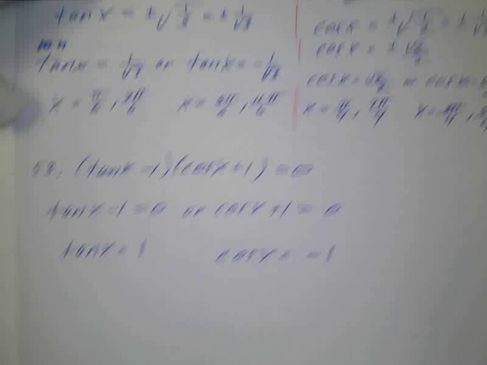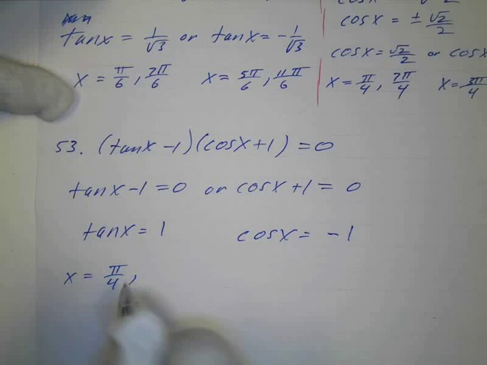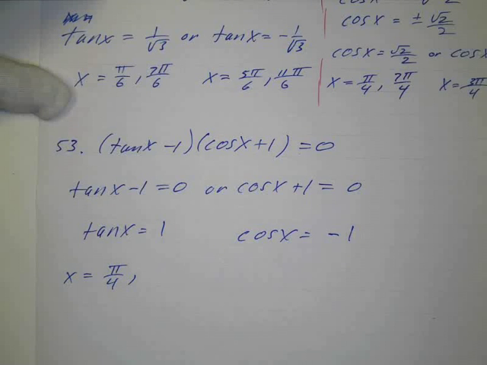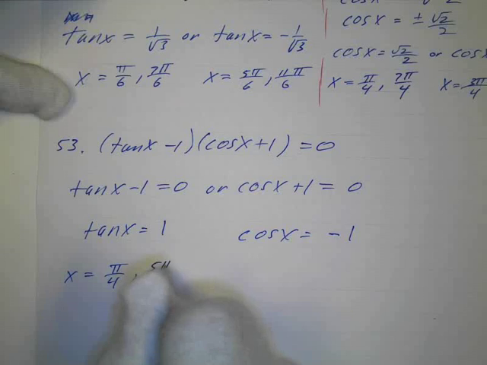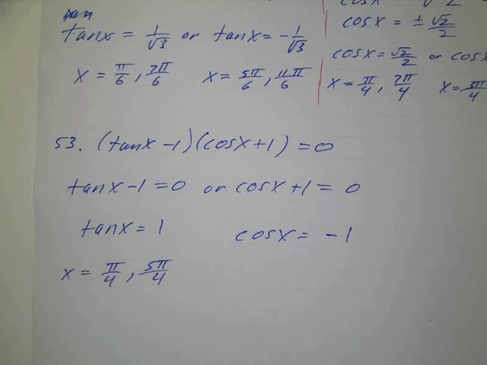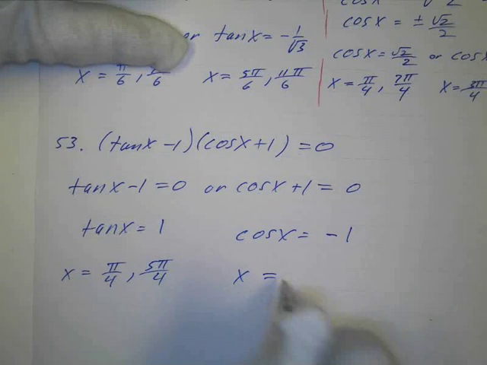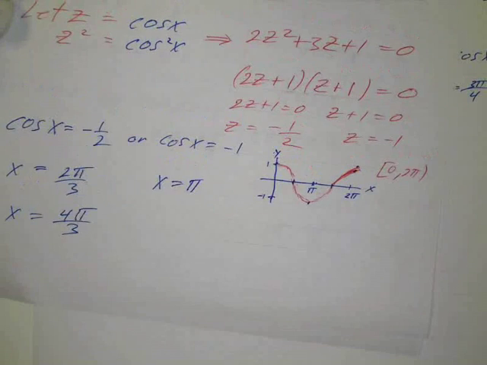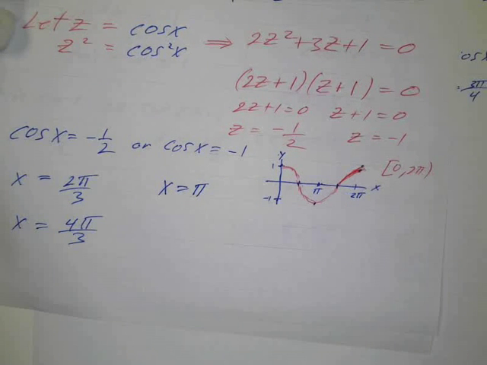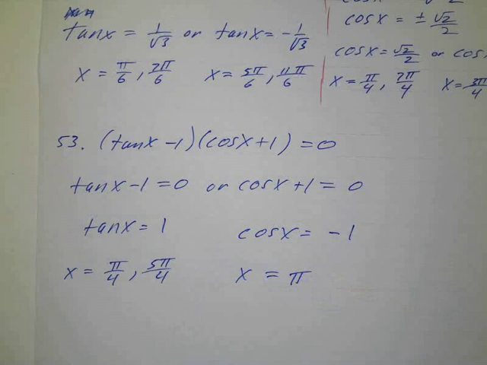Now tangent of x equals 1 at pi over 4, but it's also positive in the third quadrant, so x can either equal pi over 4, or 5 pi over 4. Okay? And then the cosine of x equals negative 1. Now remember on that same interval, where did my cosine graph go? Here's my cosine graph, remember that one? It equals negative 1 at pi on that interval. So those are your answers.